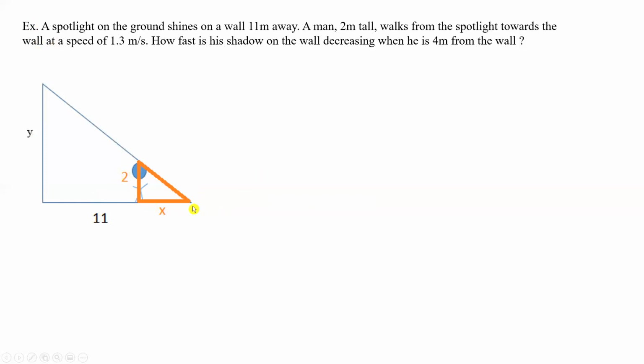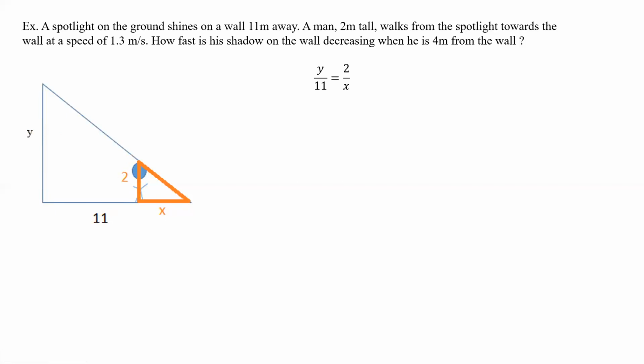Time for the equation. These two triangles are similar. They are similar because they both have a right angle and they both share this angle in the corner. That means the third one is also a match, and so one triangle is the same as the other in terms of the ratio of the sides. So if we set up the ratio, y over 11 for the big triangle, that would match 2 over x for the small triangle. So vertical compared to horizontal, vertical compared to horizontal. We now have an equation.